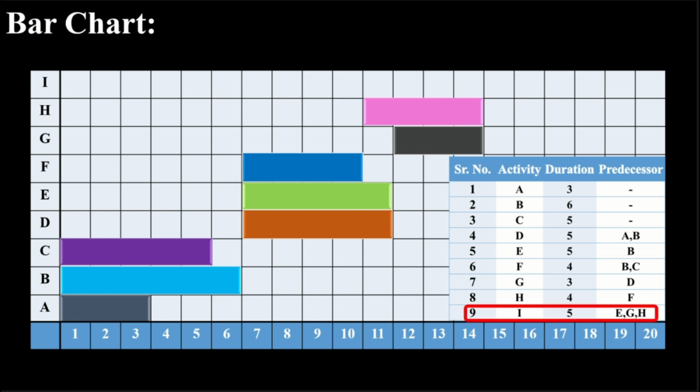Activity I starts when all its predecessor activities, E, G, and H, are completed. Since the latest predecessor finishes at day 14, activity I starts at day 14, runs for 5 days, and ends at day 19. Thus, the total project duration is 19 days. This visualization helps us effectively plan and manage the project schedule.